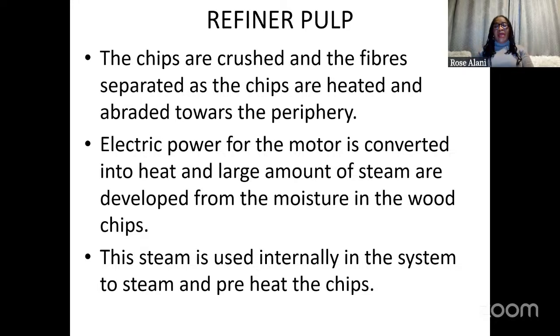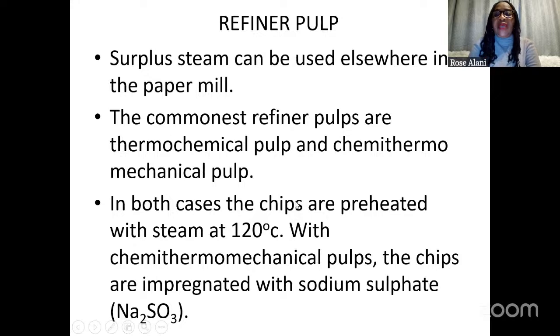So electric power of motor is converted into heat. The large amount of steam is developed from the moisture in the wood chips. And I mentioned that the steam generated can be passed into any other part of the mill for another use. So steam is used internally in the system to steam and preheat the wood, and then you can still divert it to another section in the mill for use. Surplus steam can be used elsewhere in the mill.